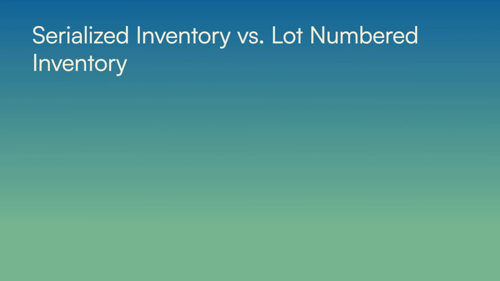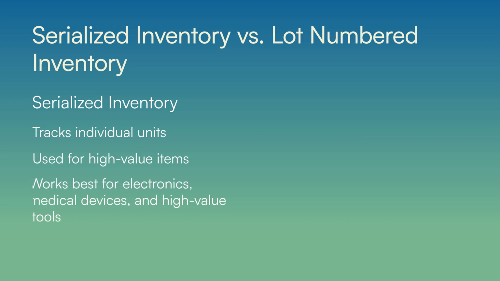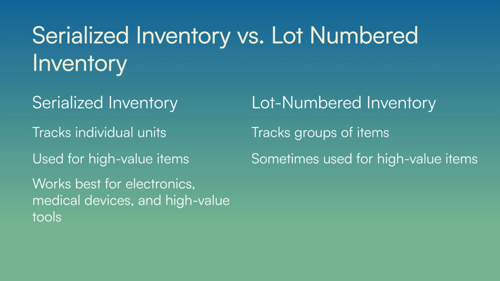Sometimes serialized inventory is confused with lot-numbered inventory because of their similarities. Here's a quick breakdown of their differences. Serialized inventory tracks individual units, is used for high-value items, and works best for electronics, medical devices, and high-value tools. Lot-numbered inventory, on the other hand, tracks groups of items rather than individual items, is sometimes used for high-value items, and works best for food, chemicals, and bulk materials. As a general rule, if you need to track each specific unit sold, then serialized inventory is the right choice.